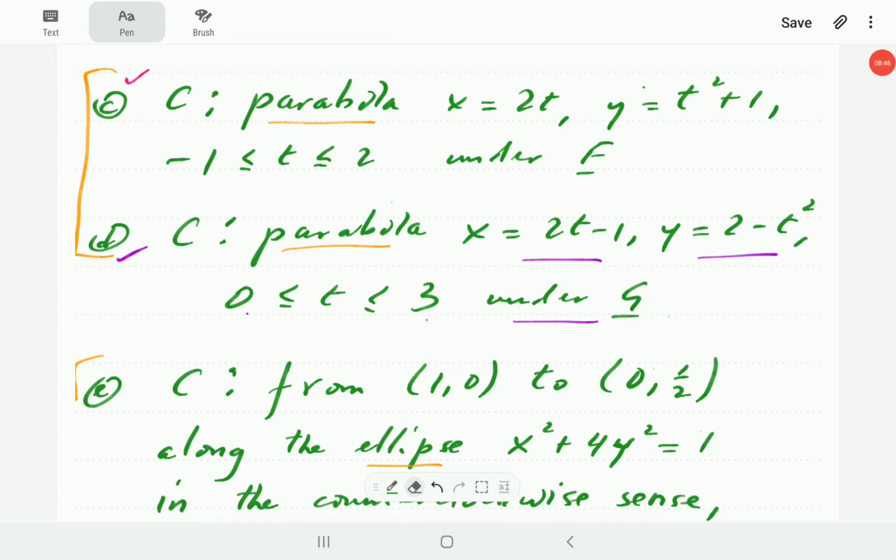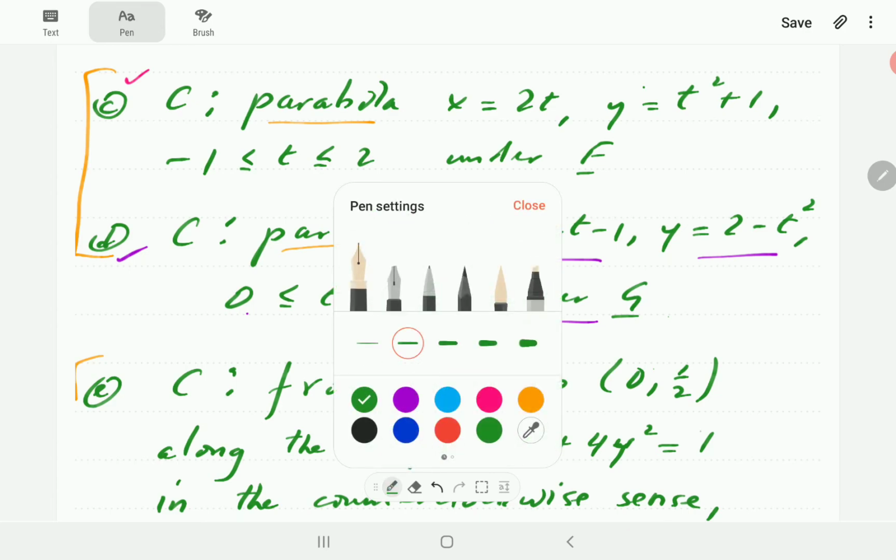Okay, we're now going to scroll down to our solution for the example D.